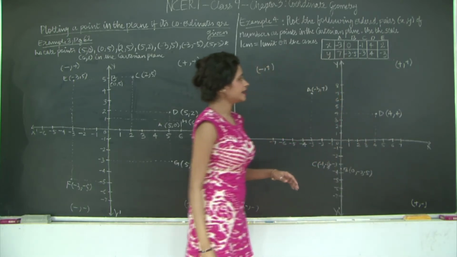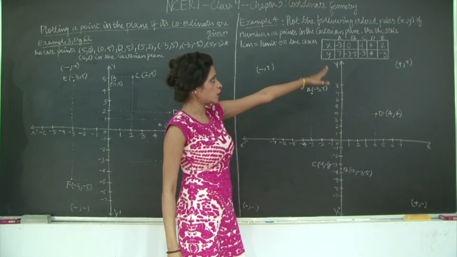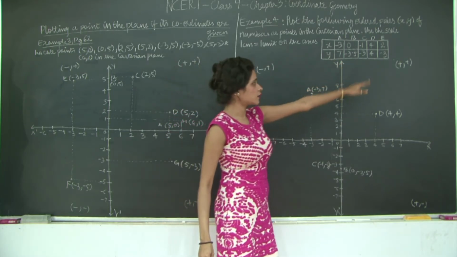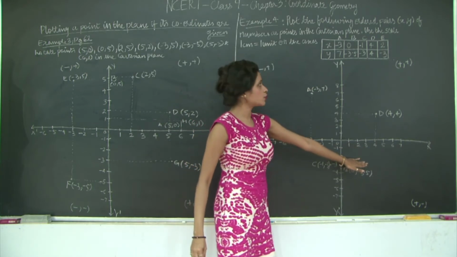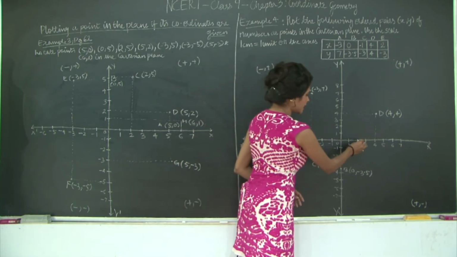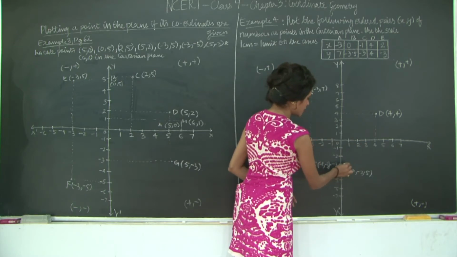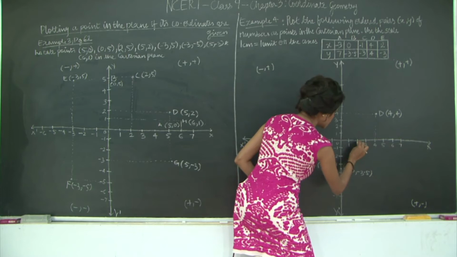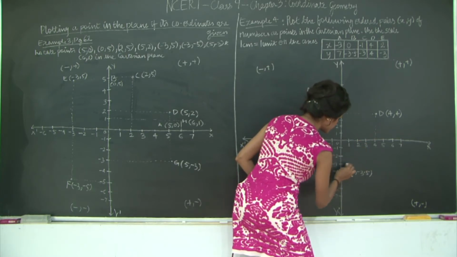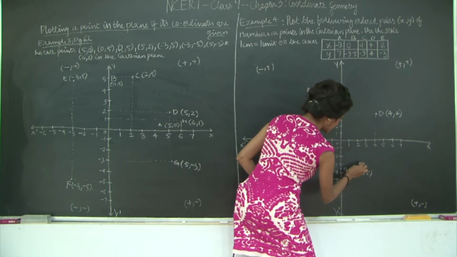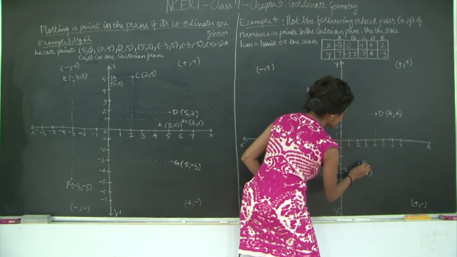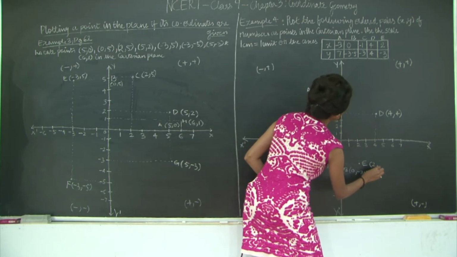And finally point E, which is 2, -3. So positive x coordinate and negative y coordinate. So this is going to lie in my fourth quadrant. So 2 is here on my x axis and -3 is here on my y axis. So let's locate this point, 2 and -3. So this is my point E, 2 comma -3.